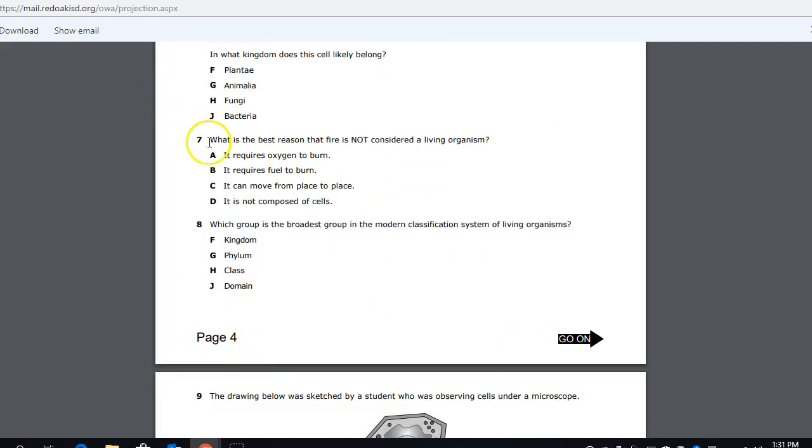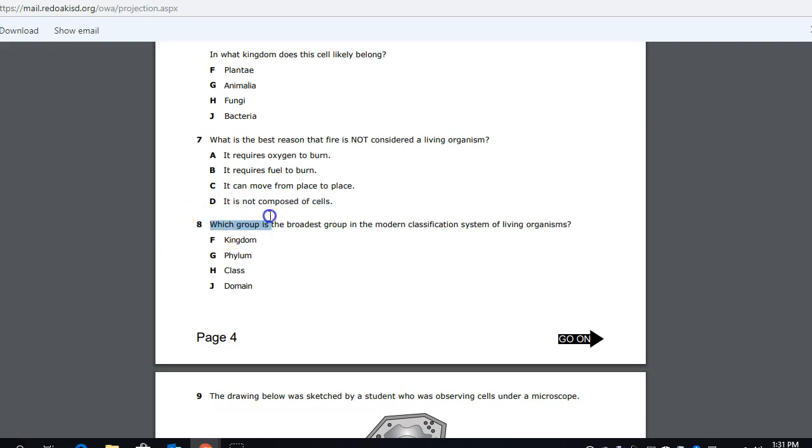Number 7, what is the best reason that fire is not considered a living organism? Why is fire not considered a living organism? Is it A, because it requires oxygen to burn? B, it requires fuel to burn? C, it can move from place to place? Or D, it is not composed of cells?